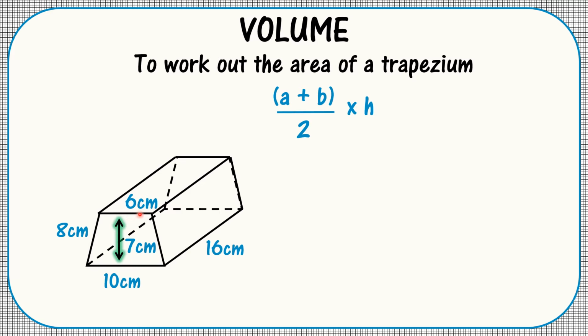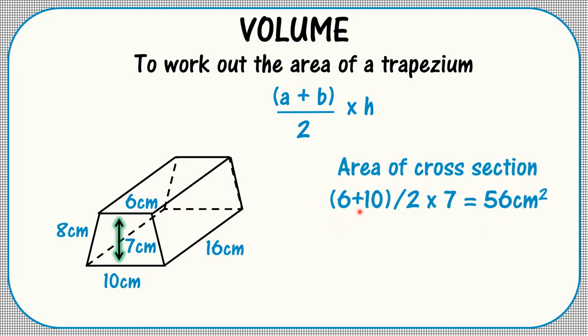So A in this example is 6, B is 10. So you do 6 plus 10. Divide it by 2 and then times it by h. So 6 plus 10 is 16, divided by 2 is equal to 8, and 8 times 7 is equal to 56 centimeters squared. What you will do now, as we have the area of the cross section, is times it by the depth. So to find out the volume, it will be 56 times by the depth, which equals 16. That gives us a final answer of 896 centimeters cubed.